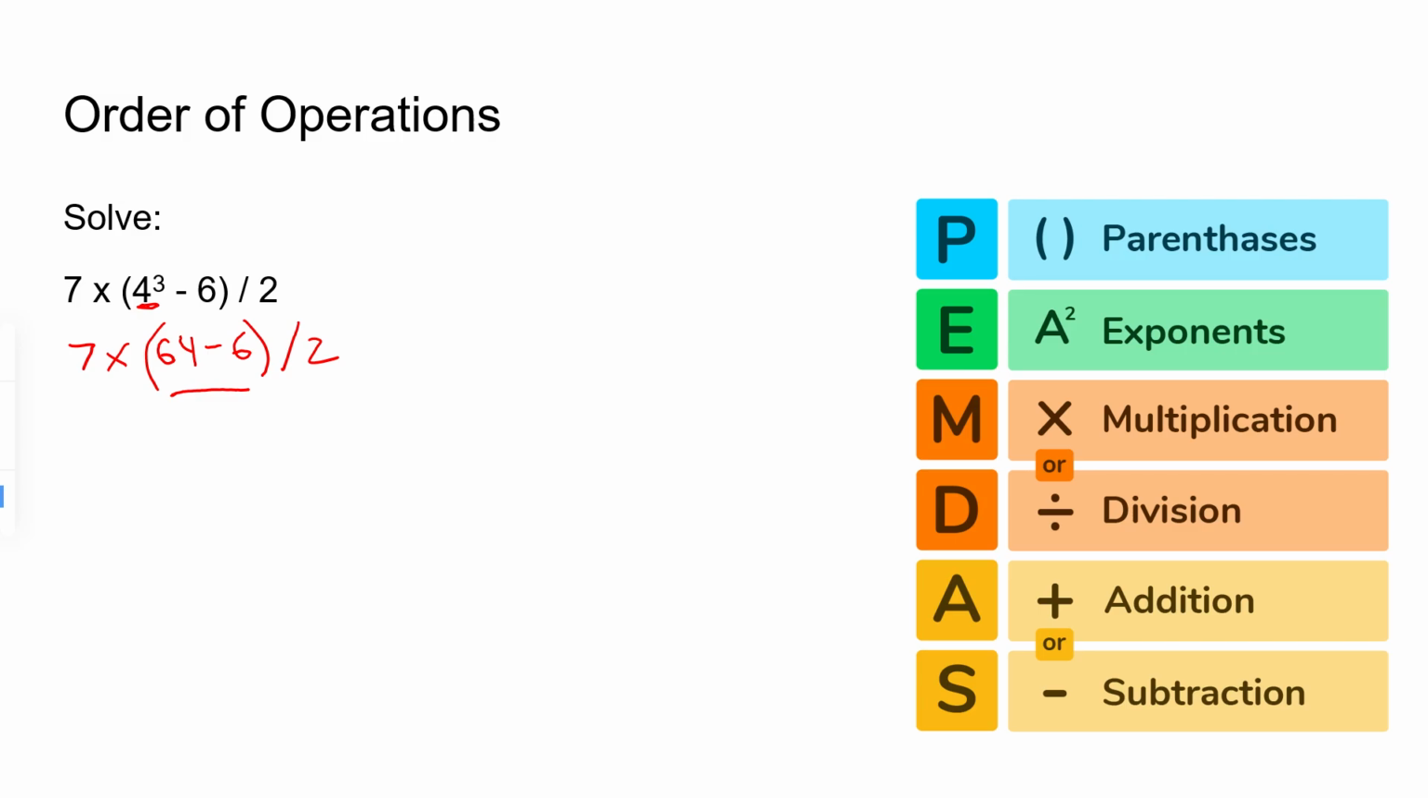64 minus 6 is 58. So we're going to do 7 times 58 divided by 2. And then we're just going to go from left to right. Since this is a multiplication division, this is also a multiplication division, we can just go left to right. So I'm going to do this in my calculator, 7 times 58 divided by 2, 203.